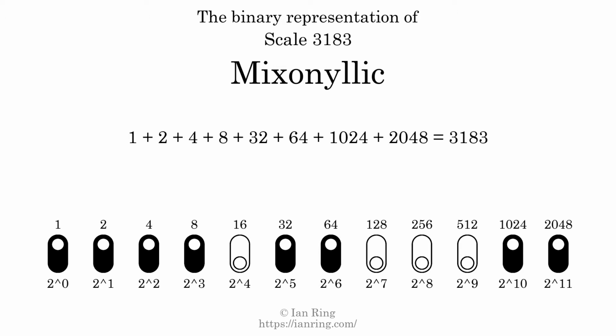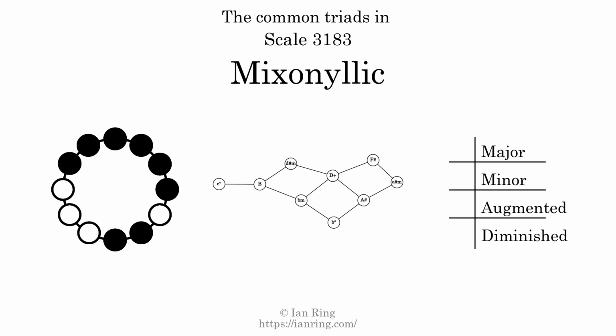That is why the scale number, in decimal, is 3183. The scale number not only enumerates the scale with a unique index, but it also literally describes the tonal content of the scale. Represented as a binary number in base 2, the scale number is 110011011111. Here are the common triads present in this scale.